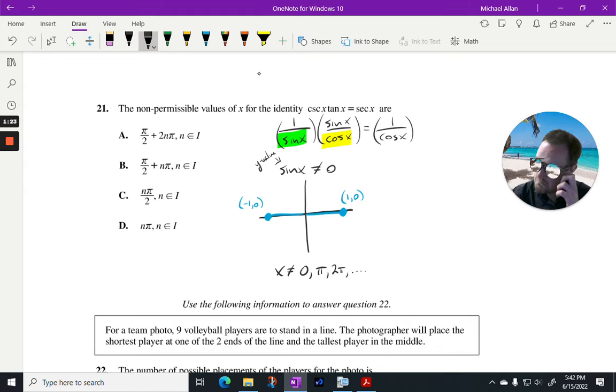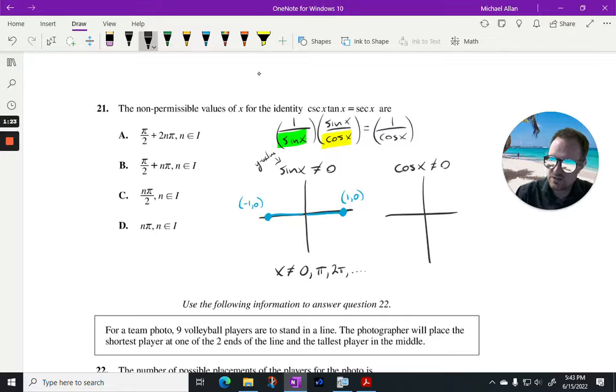Okay, but now I've got to figure out the other one. So the other one says for cos, I don't want that to be 0. I'm going to draw this one out too. So where can that happen? This happens when the x values are equal to 0. So this is straight up and straight down. So pi over 2, 3 pi over 2, etc.